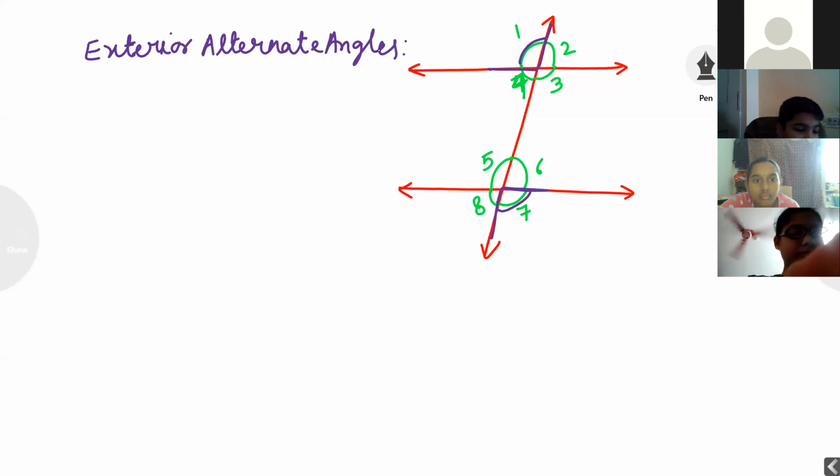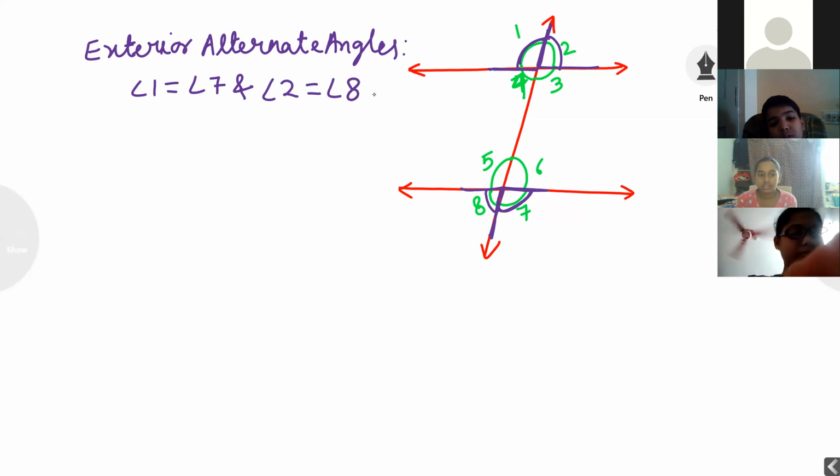Exterior means you always take outside angle. After that, I want to check the 7 shape, and we'll take one opposite, one from left side, second from right side. Angle 1 is equal to angle 7. And if I have taken from this side, I want to check this side also. Angle 2 from right side, angle 8 from left side, 7 shape. Angle 2 is equal to angle 8. Got it? This is exterior alternate angle.